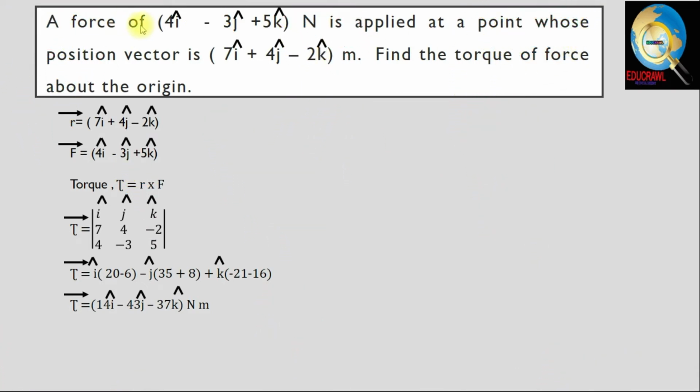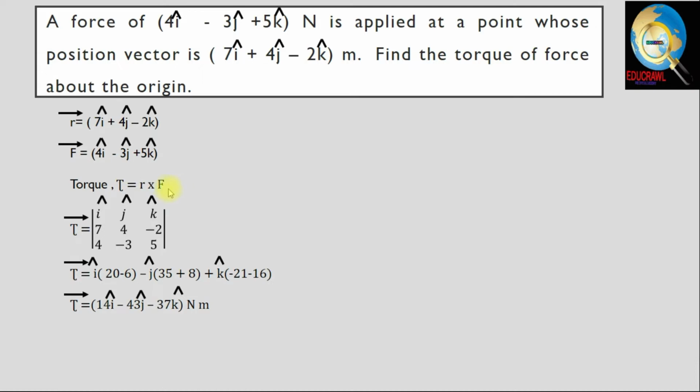Next problem. A force of 4 i cap minus 3 j cap plus 5 k cap Newton is applied at a point whose position vector is 7 i cap plus 4 j cap minus 2 k cap. Find the torque of the force about the origin. So the r vector is given, the F vector is given. So we can easily find the torque value as tau = r cross F. Here we have to use the vector cross product.